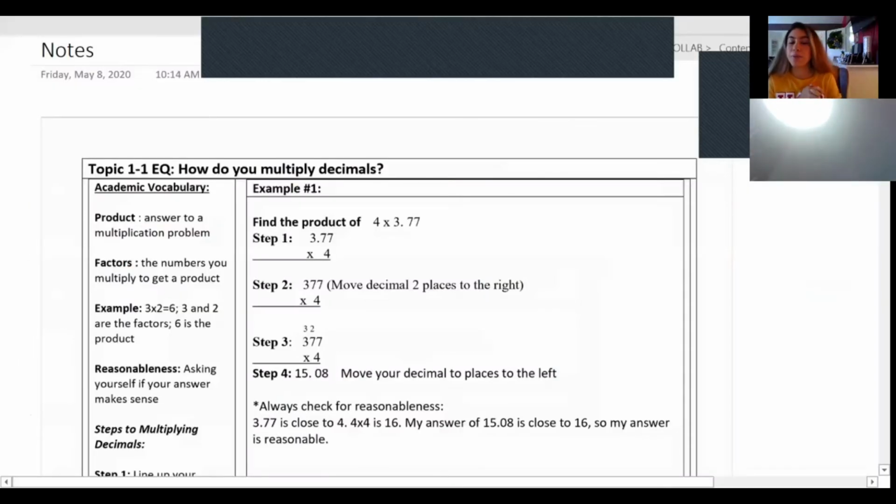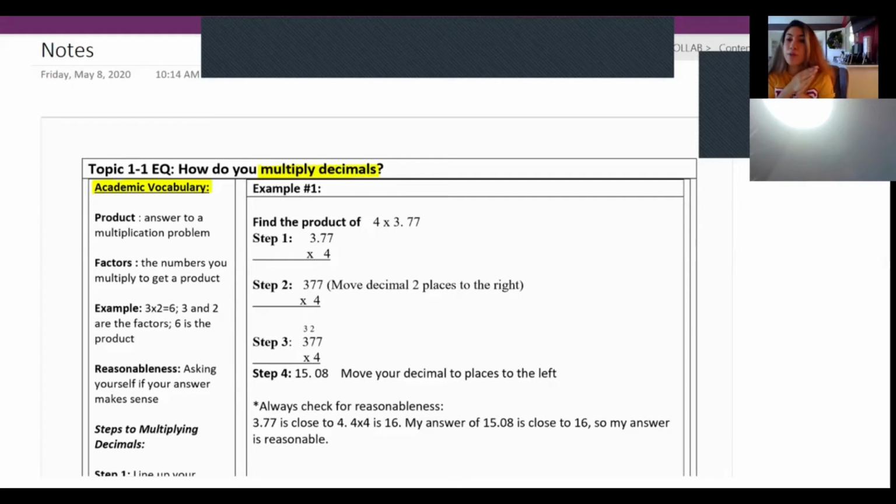All right, so in topic 1-1, part 2, our essential question today is how do you multiply decimals? So we're looking at multiplication. Okay, so take all those rules that you know about multiplication and we're going to add some decimals. Let's get started. So on our left-hand side, we have our academic vocabulary.